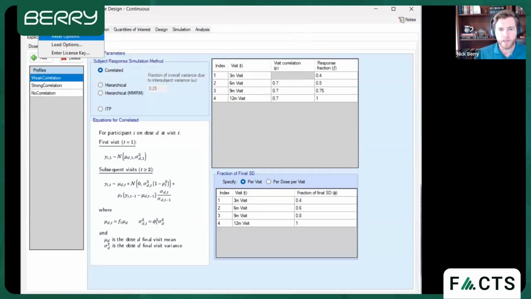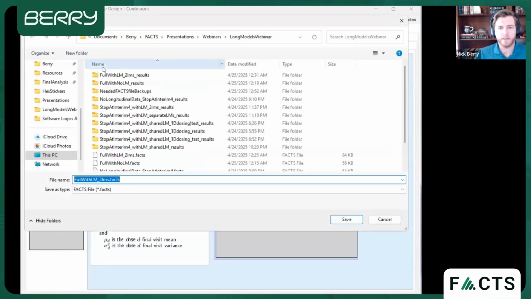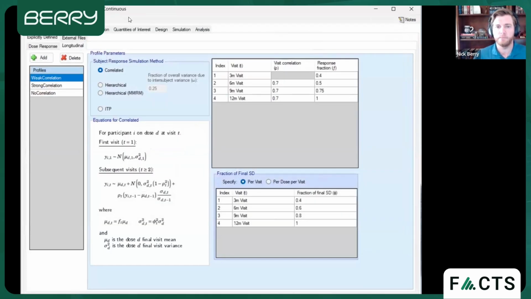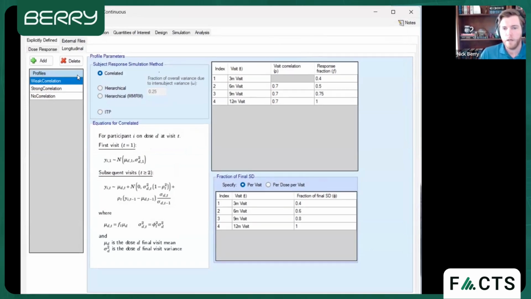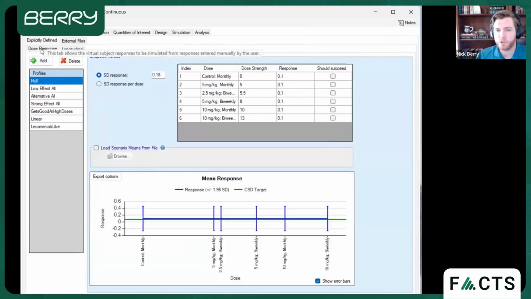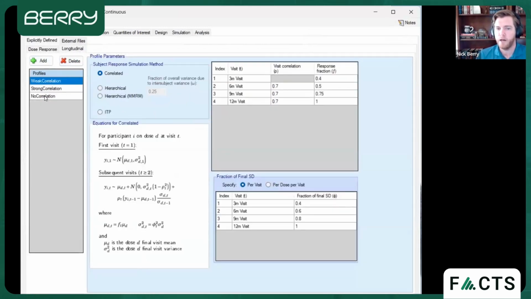I'm going to actually do something. I'm going to save this. I'm just going to save as temp so that I can edit stuff. There's 4 different models here. And like the dose response, I can create a bunch of different scenarios. So I've created 3. A no correlation, a weak correlation, and a strong correlation.